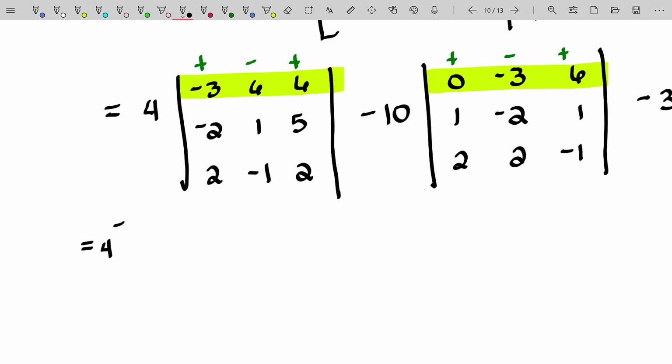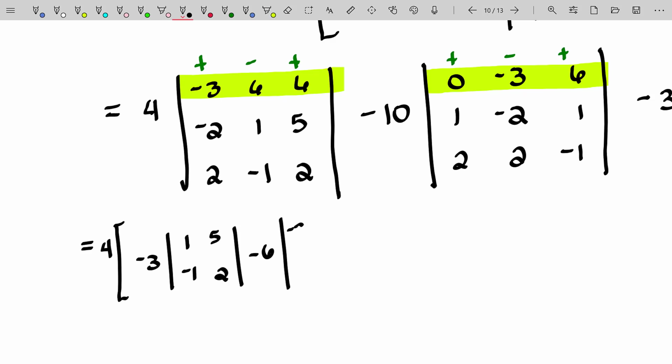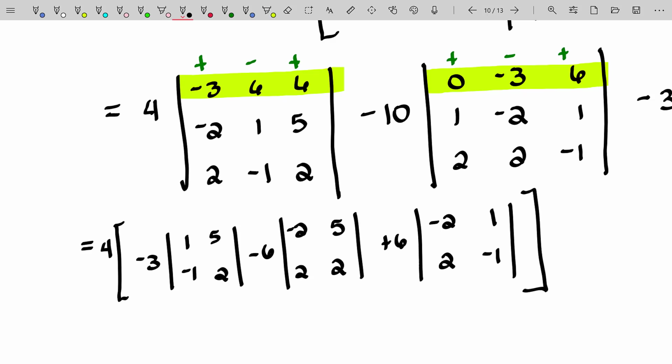This is going to be 4 times the quantity -3 times the determinant of 1, 5, -1, 2. -6 times the determinant of -2, 5, 2, 2. And +6 times the determinant of -2, 1, 2, -1. And that is the very first group's expansion. And we still have to do the AD minus BC, or product of the main diagonal minus the product of the off diagonal on each of those.